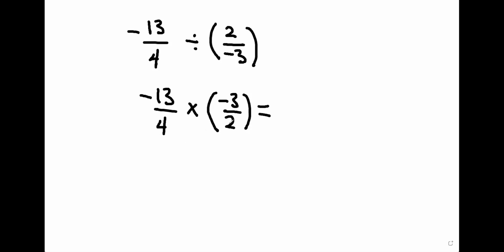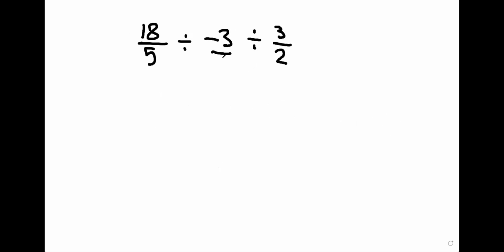So can we reduce within? No, we can't. Can we reduce diagonally? This way I can't, this way I can't. So we can't reduce at all. So now when you can't reduce, just multiply the tops together. So you get 39, and you multiply the bottoms together. 4 times 2 is 8. And that's your answer. If you want to change it to a mixed number, 39 divided by 8 is 4, and 4 times 8 is 32. So you have a 7 as a remainder. So 4 and 7 eighths. And that's your answer for that one.